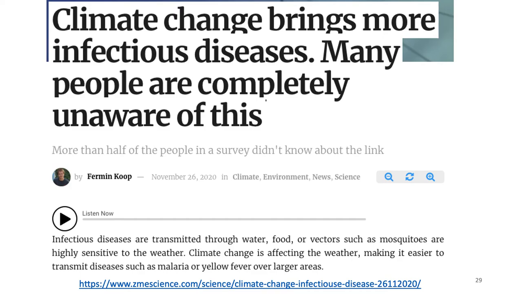If we're thinking specifically about arthropod-borne diseases, mosquitoes are very sensitive to weather, partly because they breed in stagnant pools of water. Climate change affects the weather, which then makes it easier for mosquitoes to transmit malaria and yellow fever. And a lot of people don't know that there's this link between climate change and infectious diseases. This is a study that just came out recently.